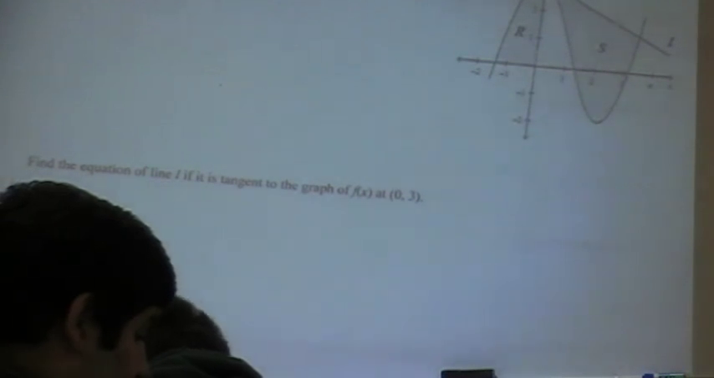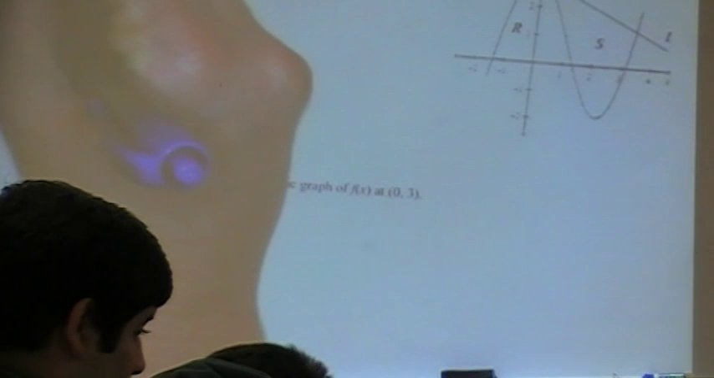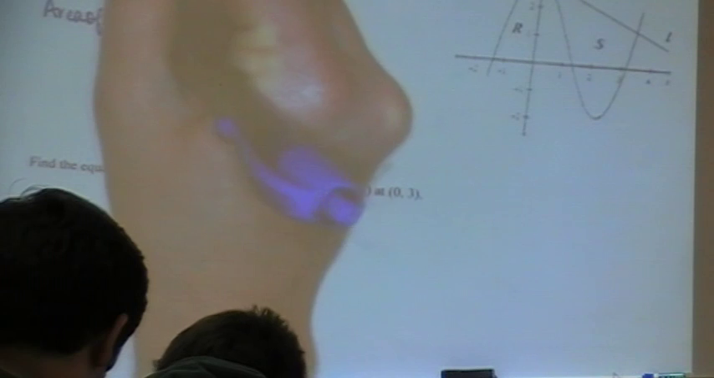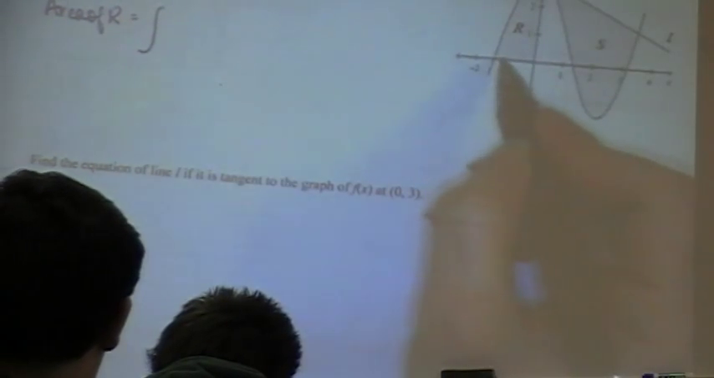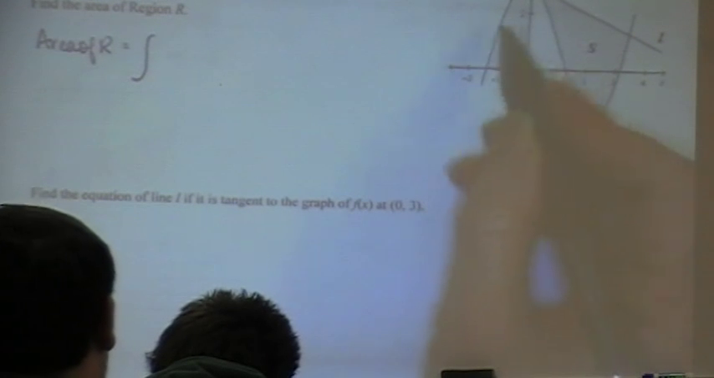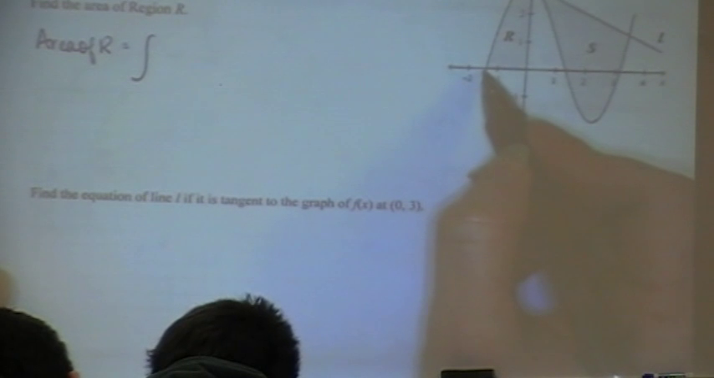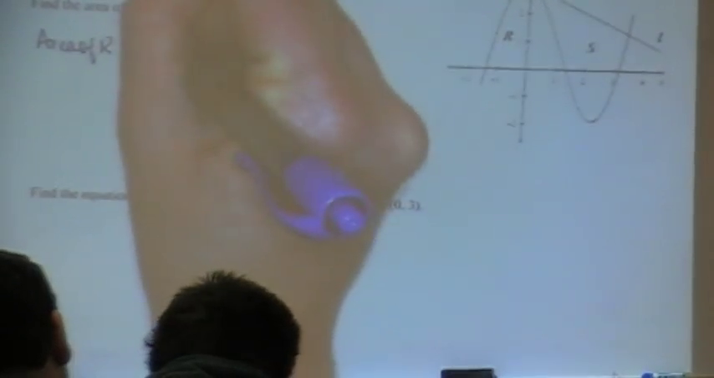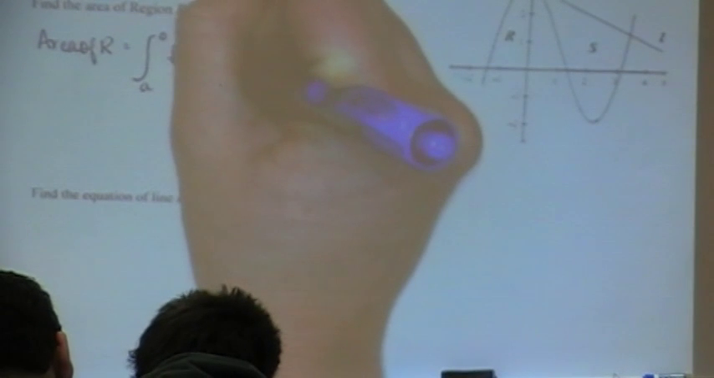Now, if we're going to find the area of the region R, we know that we're going to have an integral. So I'm going to say area of R is this piece over here. It's going to have to go from some point we don't yet know, to 0. So I shall say from A to 0 of f of x dx.